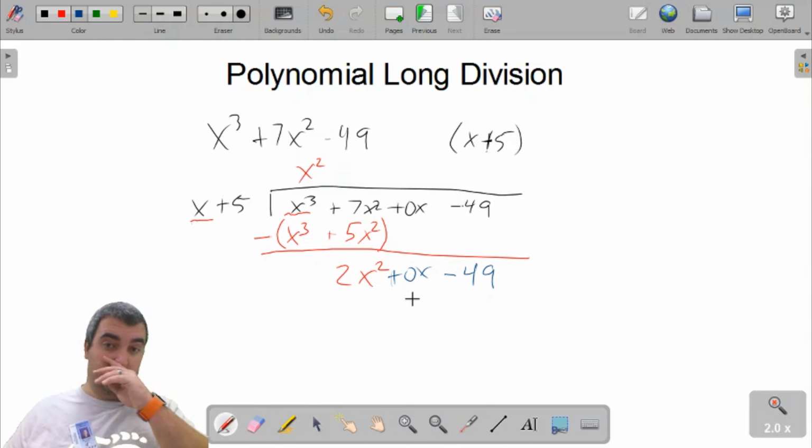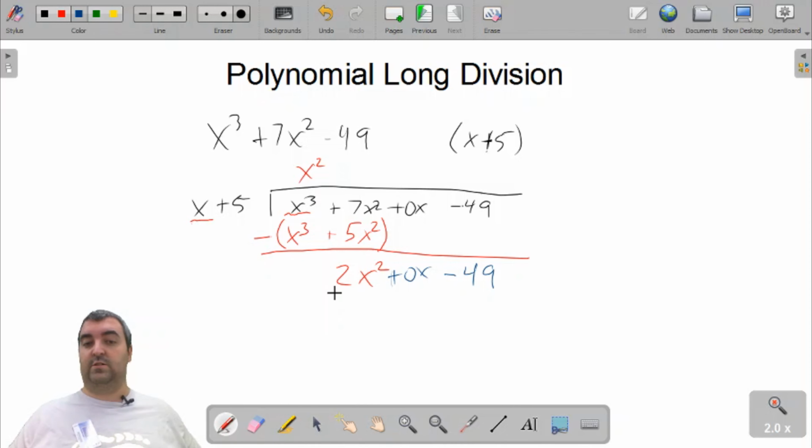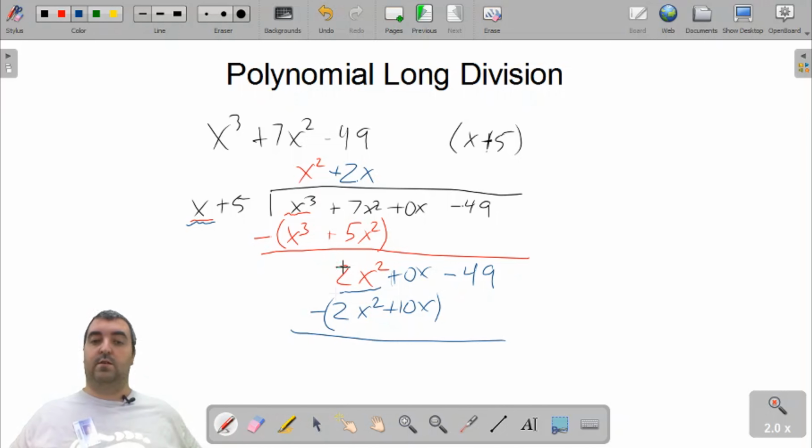All right, now we do the same process over again, but with this new leading term. So we want to think, how do I go from x to 2x squared? I need to multiply it by positive 2 to get the 2, and then an x to get x squared. So 2x times x is 2x squared. 2x times 5 is positive 10x. Then we do our subtraction. That should always cancel. 0 minus 10x is negative 10x.